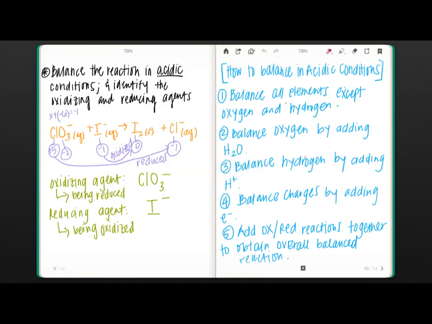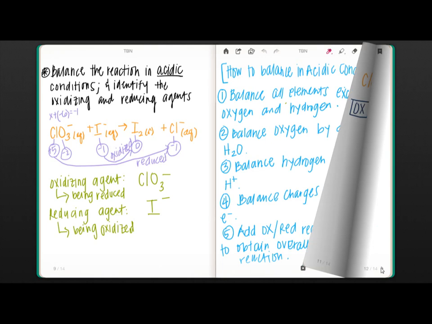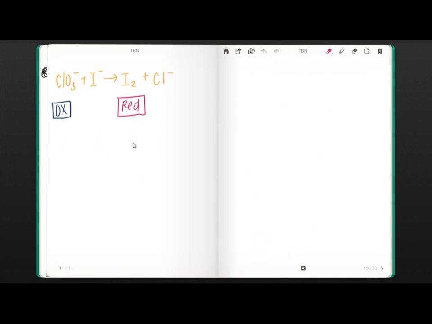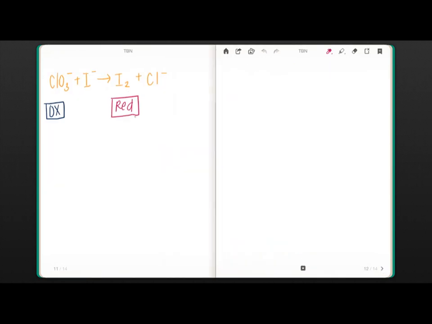Hi! So this is the second part to this video on how to balance the reaction in acidic conditions. I already went through how to identify oxidizing and reducing agents and how to balance reactions in acidic conditions. So here's the outline again. So I'm going to start on the next page. Here, I'm going to split up the oxidation and the reduction reaction.